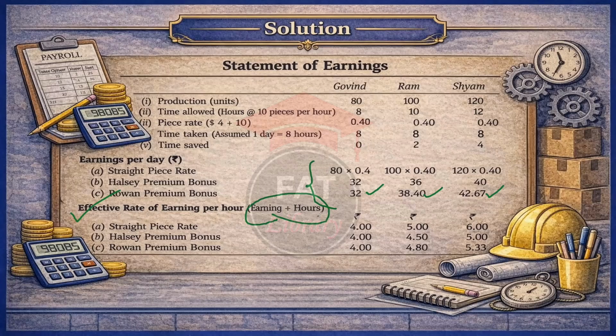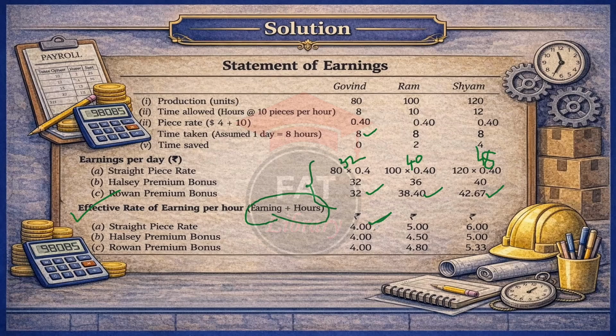Earnings divided by hours. So what are their earnings? Here he is getting 32 rupees and here 40 rupees and here it is 48 rupees. Okay. So now under straight piece rate, it comes to 4 rupees. How do we calculate this? Earnings divided by hours. So earnings is 32 rupees divided by what is the time taken? How much time has he taken? That is 8 hours. So 32 divided by 8 we did, 4.